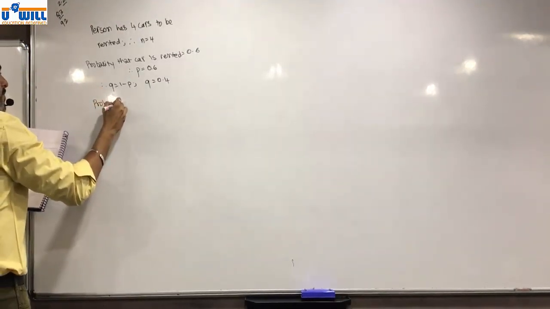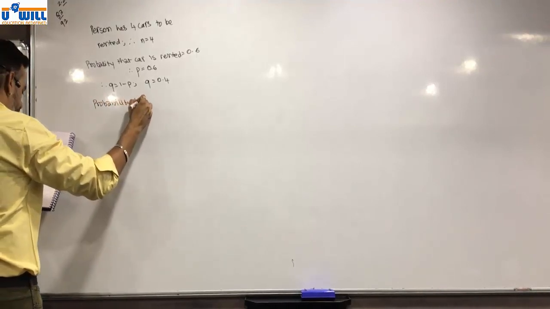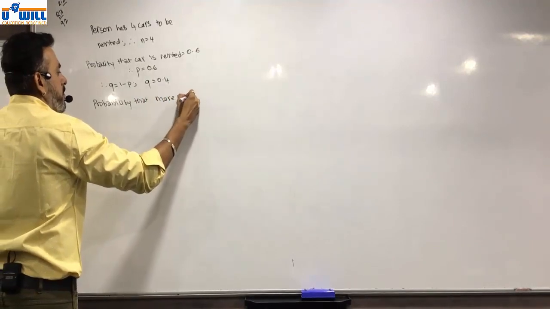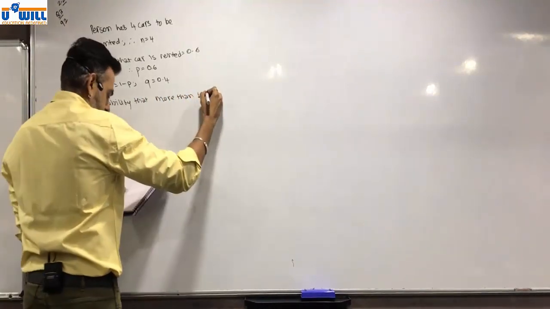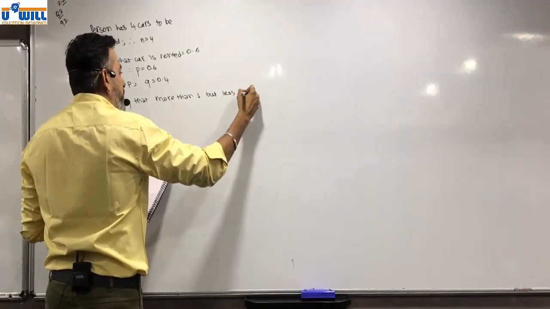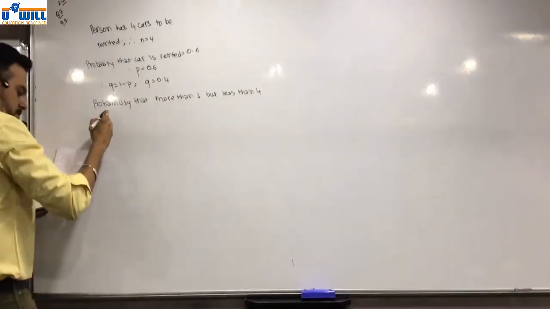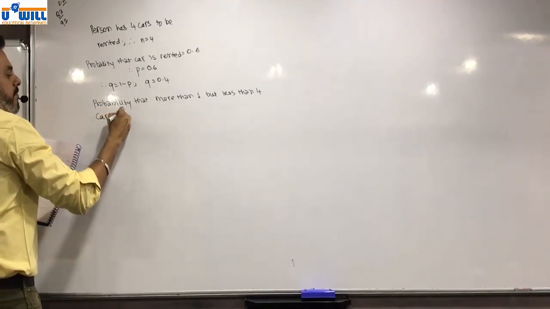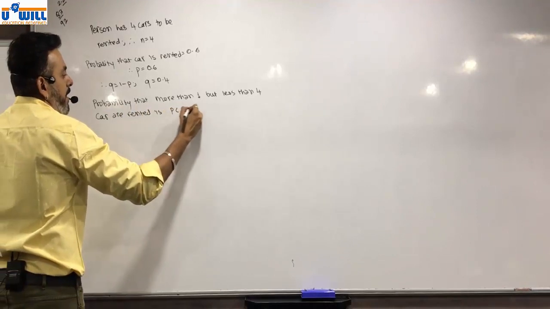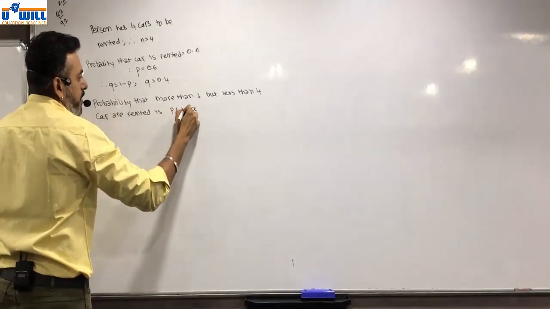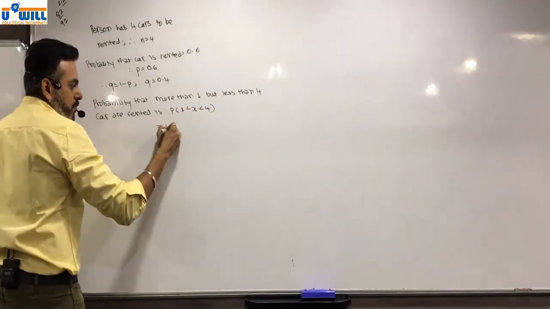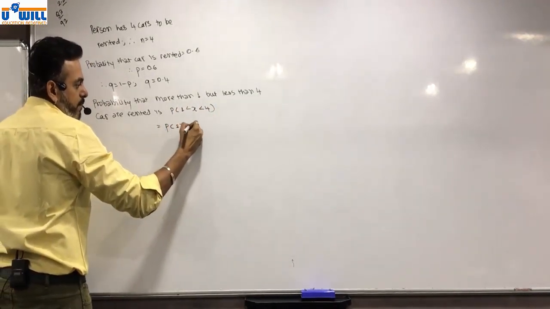Probability that more than 1 but less than 4 cars are rented is probability of x greater than 1 and less than 4, which is equal to P of 2 plus P of 3.